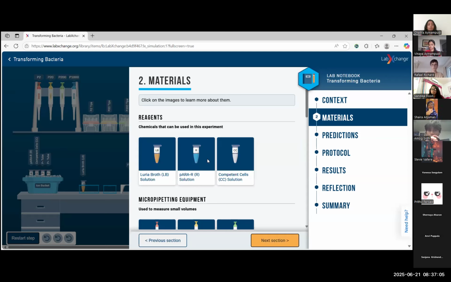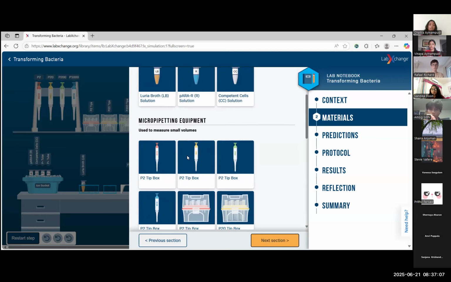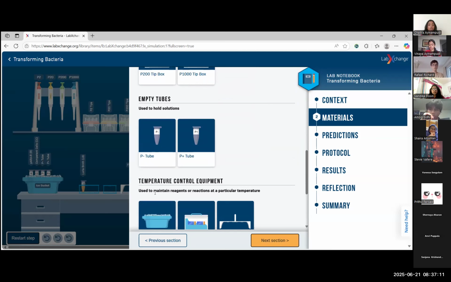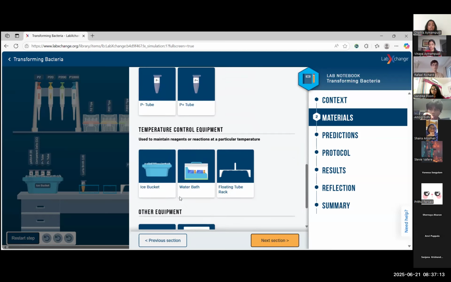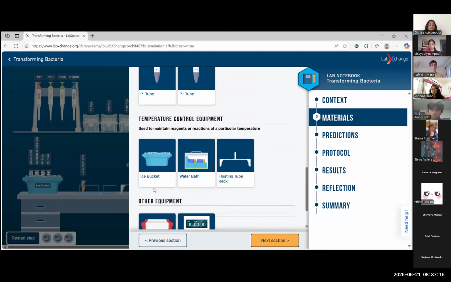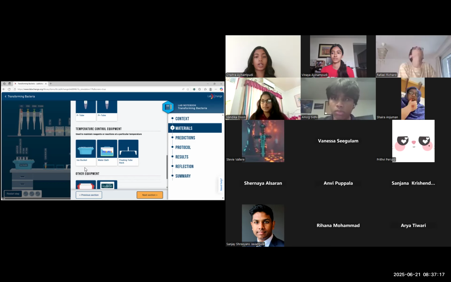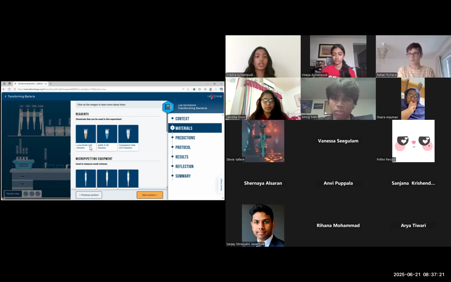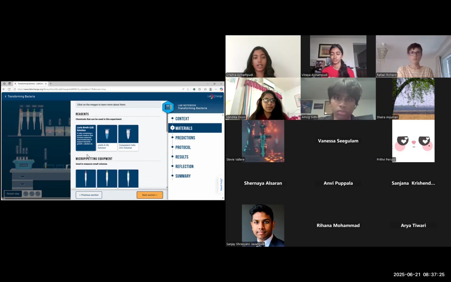On the second slide, it's more of the materials, what we're going to be using today: the micropipettes, the tips, the P minus and P plus tubes I mentioned, the ice bucket that they're all going to be contained in, and the water bucket where the heat shock will be taking place. You can click on each one to get more information, and I'll give you around a minute to read all of that.